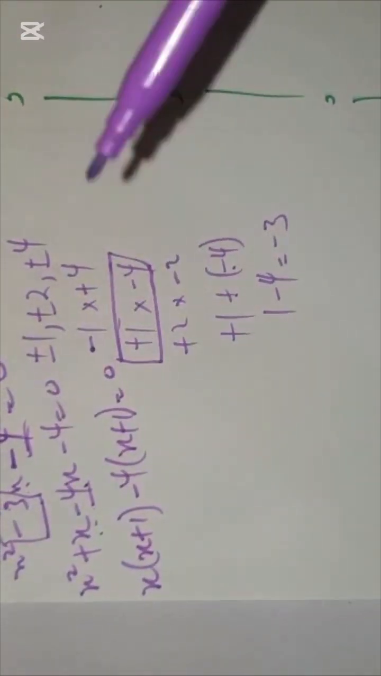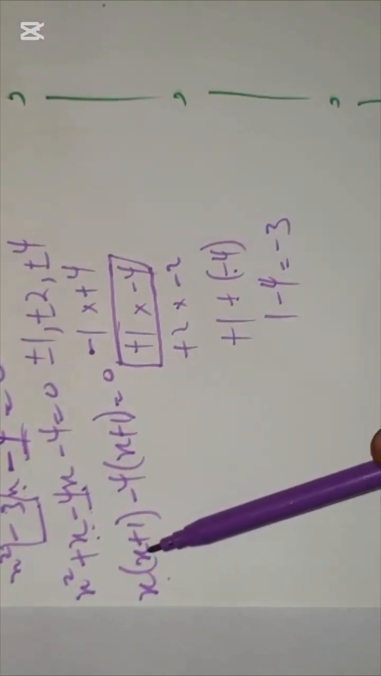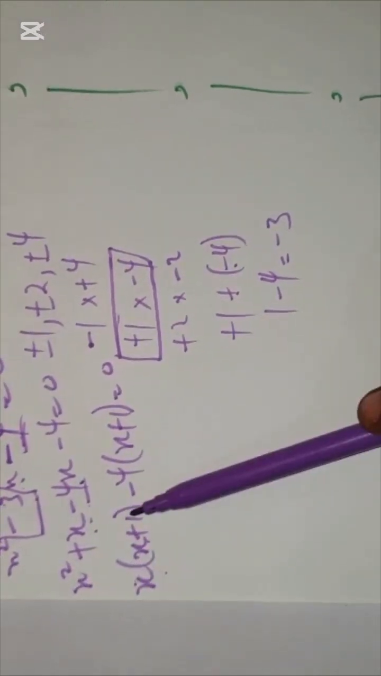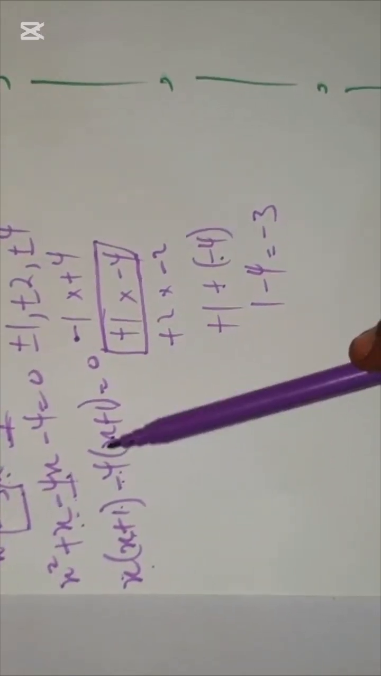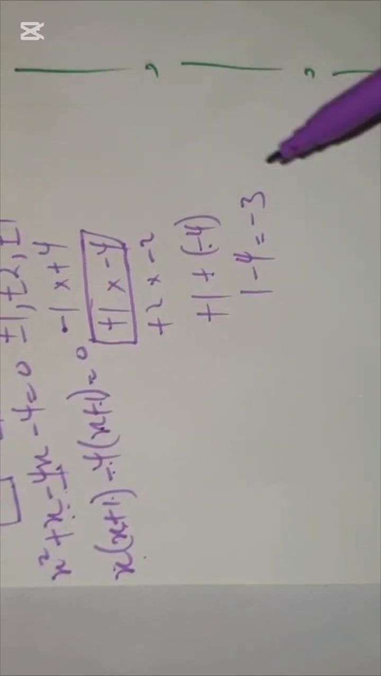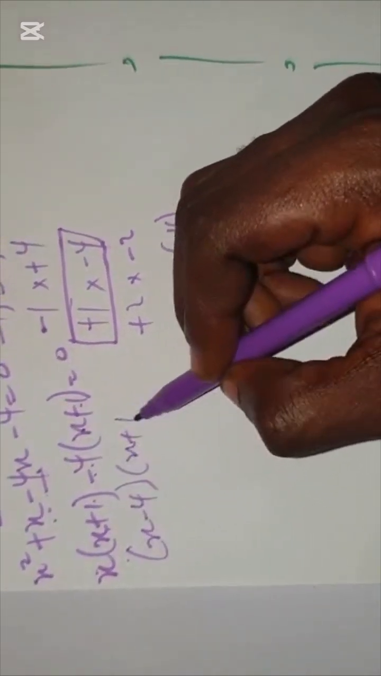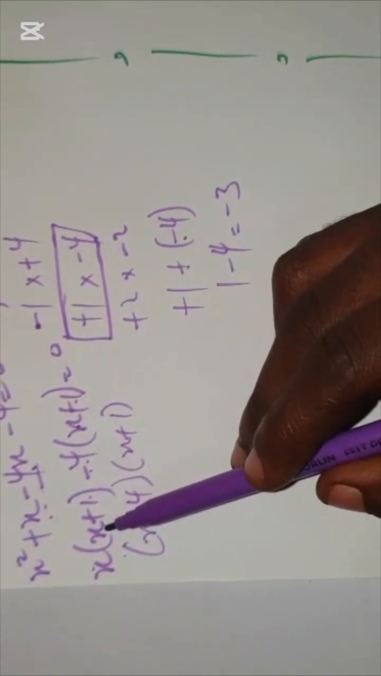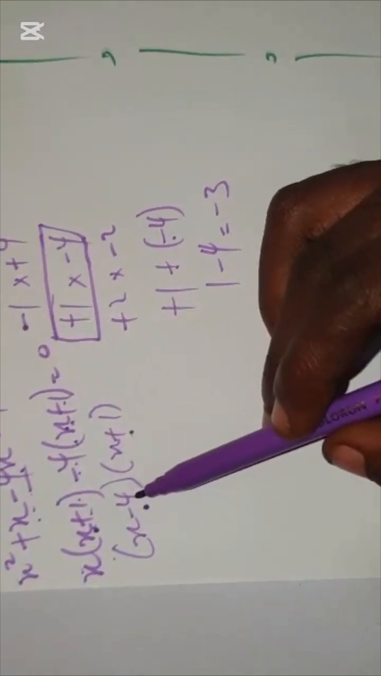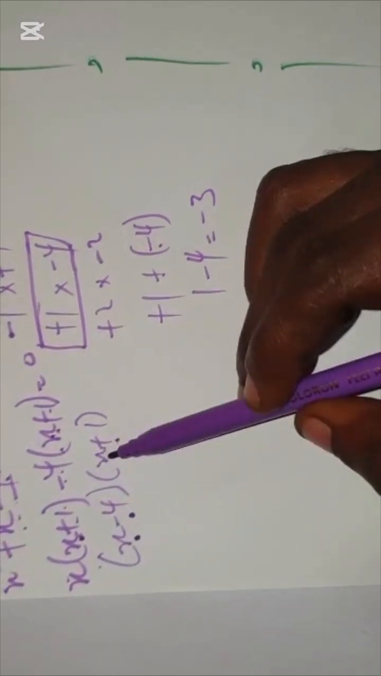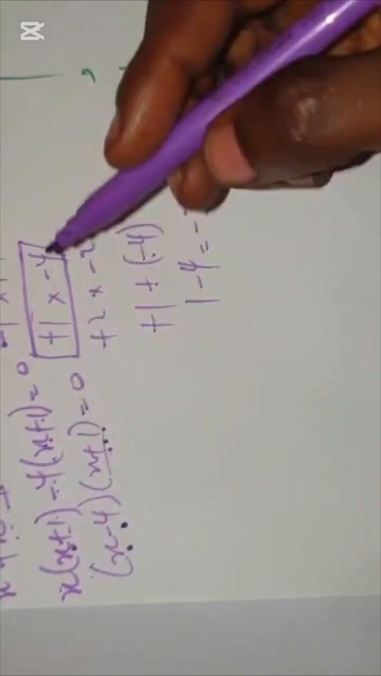So this is just like doing the reversal of our distribution property method, because x times x gives x squared, x times 1 gives x, minus 4 times x gives minus 4x, minus 4 times 1 gives minus 4. So this gives us x minus 4 times x plus 1. As you can see, this is the same: x plus 1 times x minus 4 equals 0.